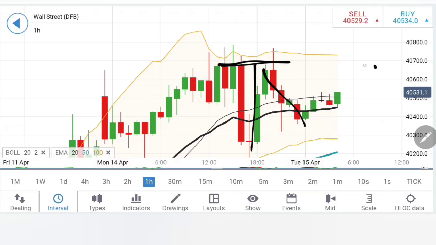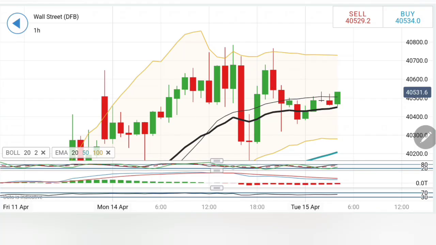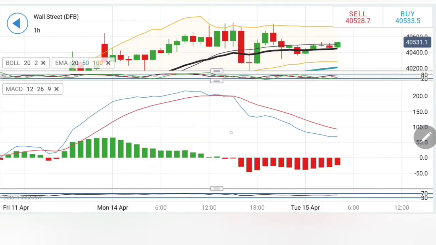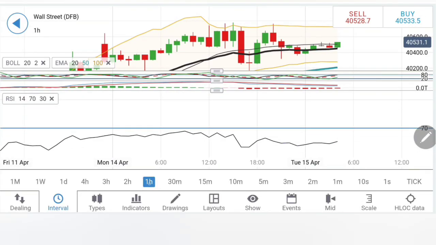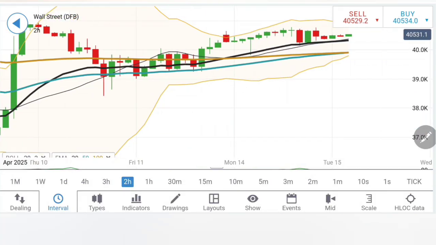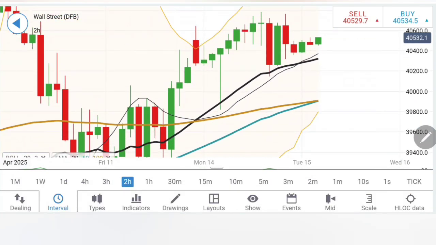Right now I can see it has formed a double top and it is struggling to stay above 40,700, 800 zone. Now see the stochastic, this is rising, the MACD is trading with bearishness here, and the RSI is also showing a bit of a move.